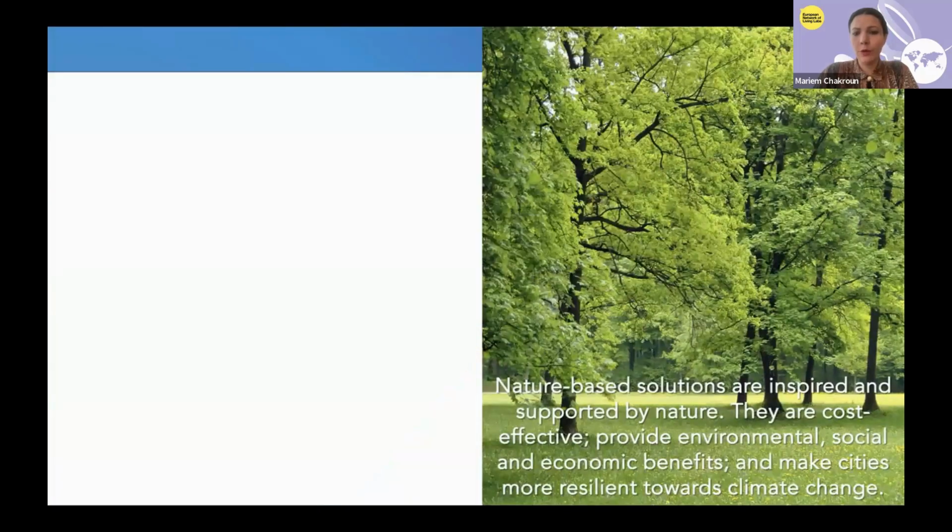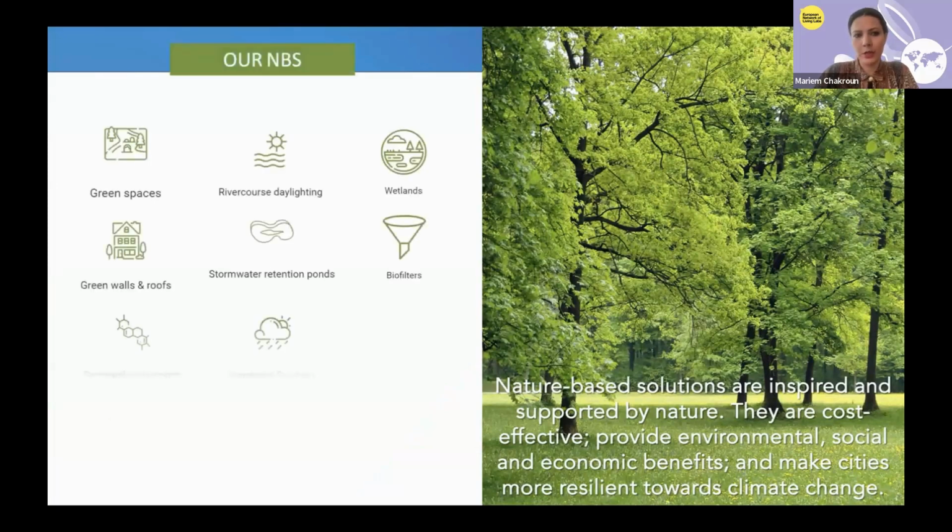And what are nature-based solutions? They are solutions that are inspired and supported by nature. They are cost-effective, provide environmental, social and economic benefits, and make cities more resilient towards climate change. Some of the nature-based solutions that we can work on are reforestation, biofilters, and many others, or green spaces.